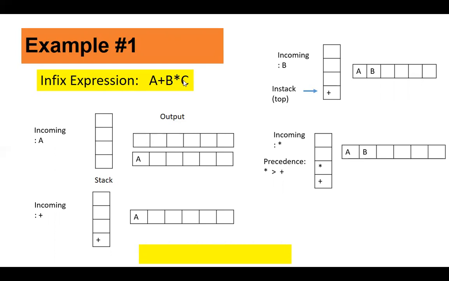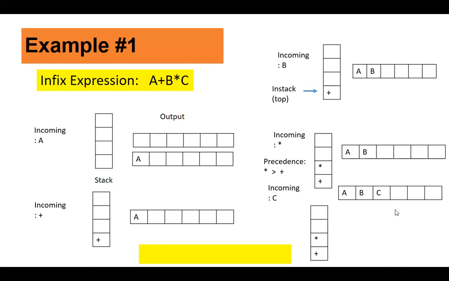Next, what you read is an operand, that is C. It is an operand, so there is no change in the stack. It will be directly added to the output. The last input you're reading is an operand, so it is directly added to the output. There is no change in the stack. Now you have finished reading your input. Input is over. So as per the rules, pop out all the operators from the stack and add them to the output.